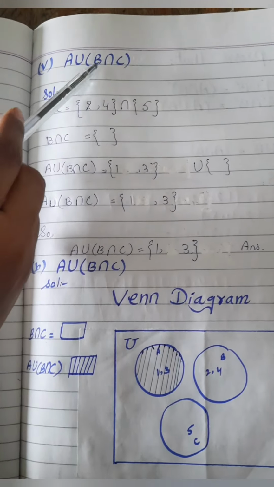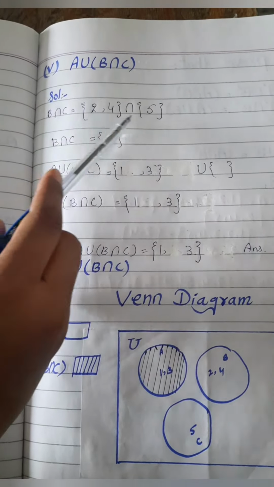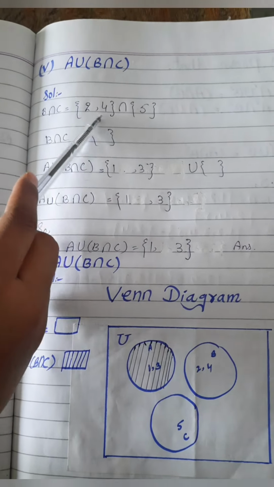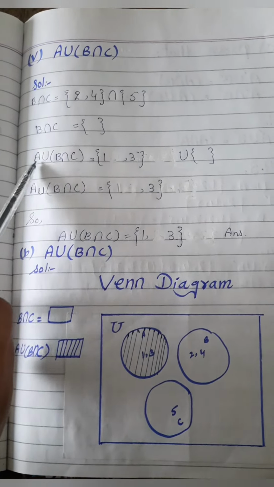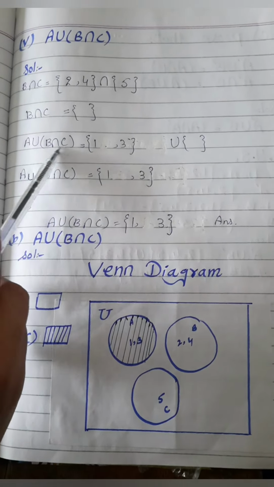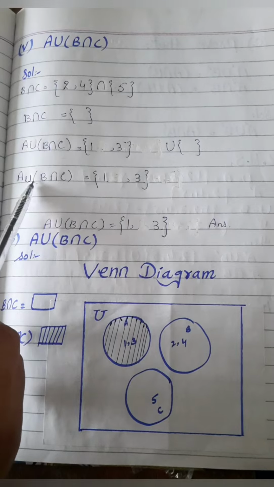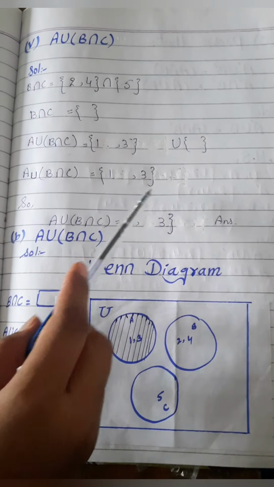Now we have A union (B intersection C). B intersection C, we have an empty set because there is no common value in B and C. Then A union (B intersection C): A we have 1, 3, union B intersection C we have an empty set. So A union (B intersection C) is 1, 3.